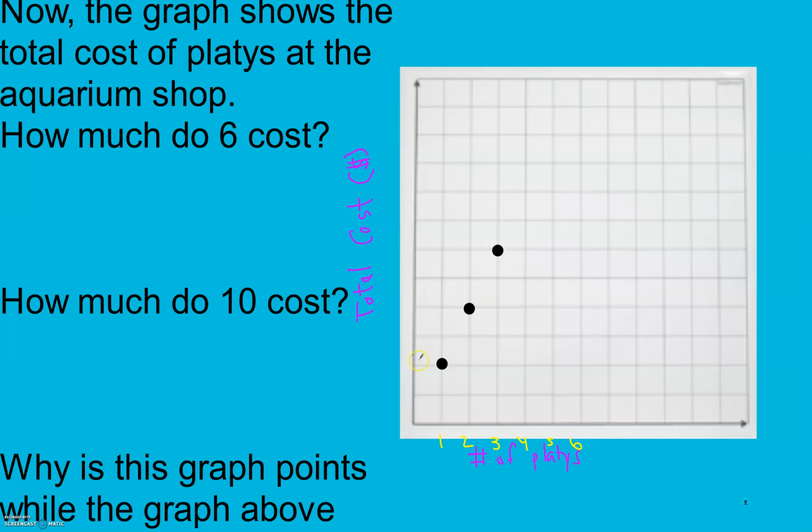So it looks like 1 platy is $2. 2 is 4. 3 is 6. So we're going to take our number of platies times $2, or $2 each. So if I want to get 6, it's going to cost me $12. If I want to get 10, that's my number of platies times 2, it's going to cost me $20.